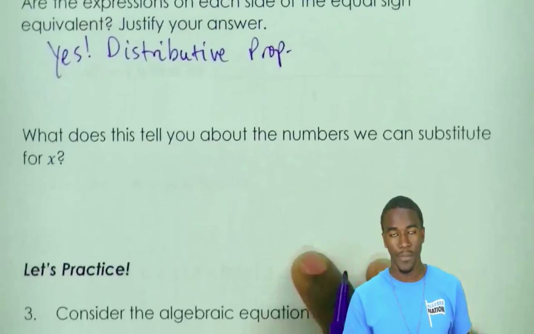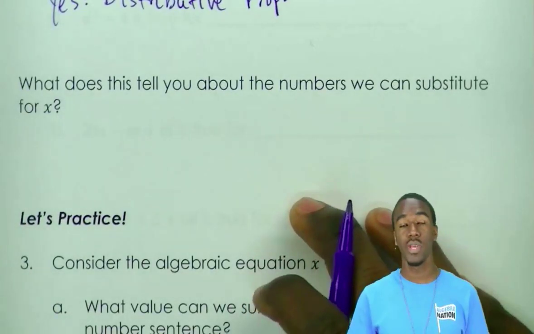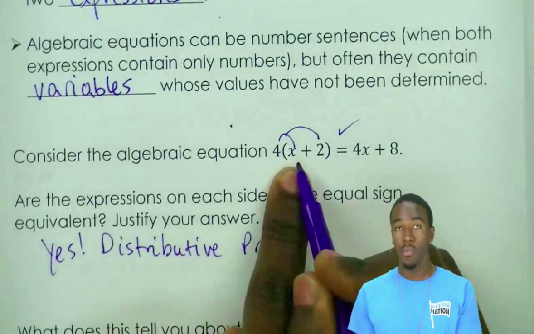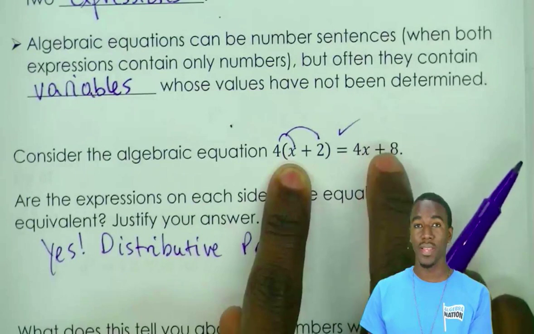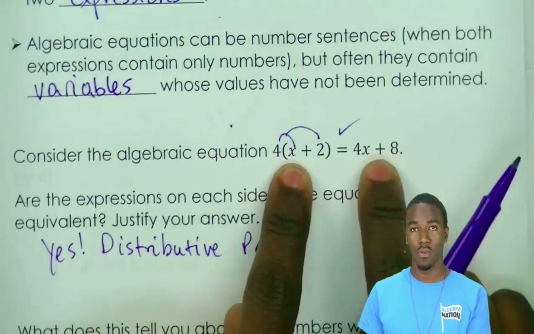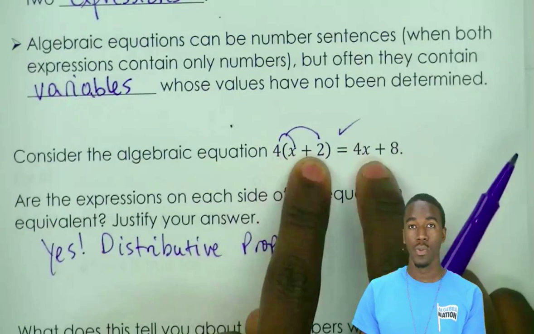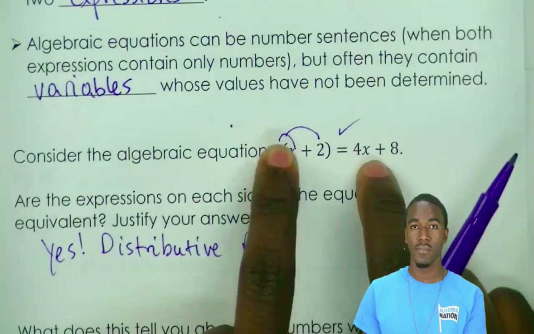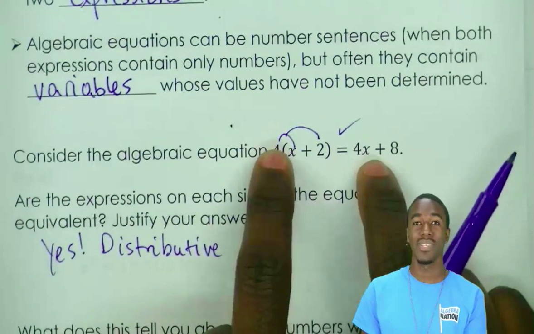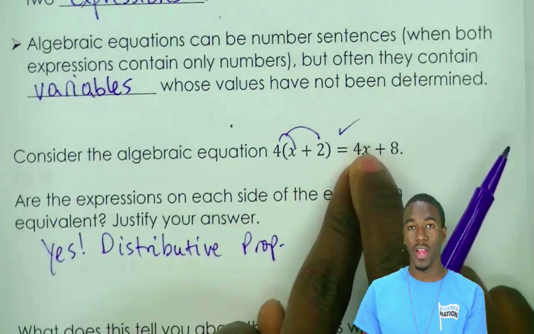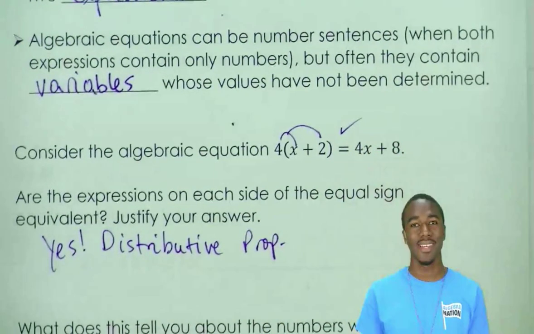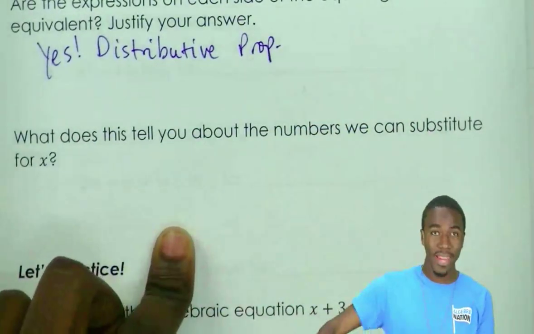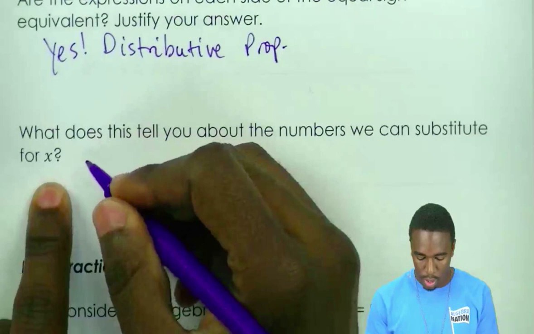Okay, cool. Now, what does this tell you about the numbers we can substitute for x? Well, whatever number you substitute for x here is going to make the sentence true on that side as well, right? So I can put in 2 for x. 2 plus 2 is going to be 4, times 4 is going to be 16. Here, if I put in a 2 for x, 4 times 2 is 8. 8 plus 8 is 16. Okay, now you can play that game all day long. All we know is we can substitute any value for x, and this is going to be a true statement.